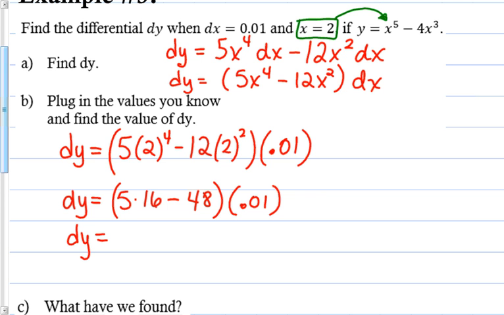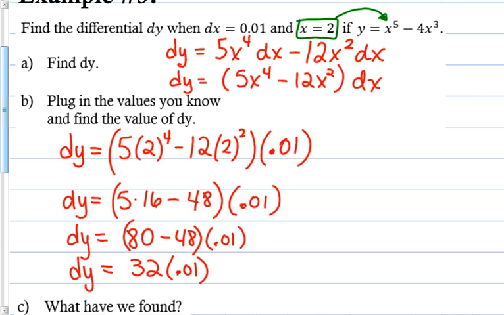5 times 16, that's 80. 80 minus 48 times 0.01. 80 minus 48, that's 32. 32 times 0.01. So if I were to do the math on that, it'd be 0.32. So that is the change in y right there. This is my dy.